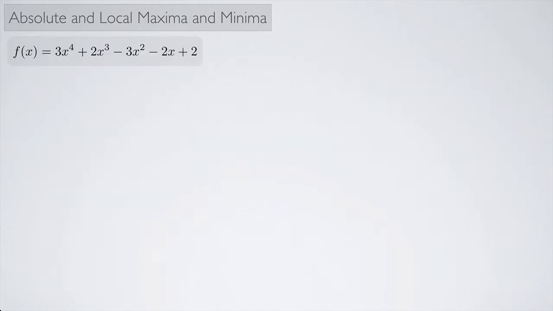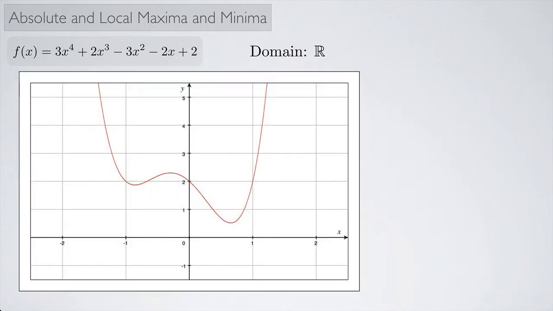F of x equals 3x to the fourth plus 2x cubed minus 3x squared minus 2x plus 2, and the domain will be all real numbers. So here's the graph, and we'll first look at absolute maximum.